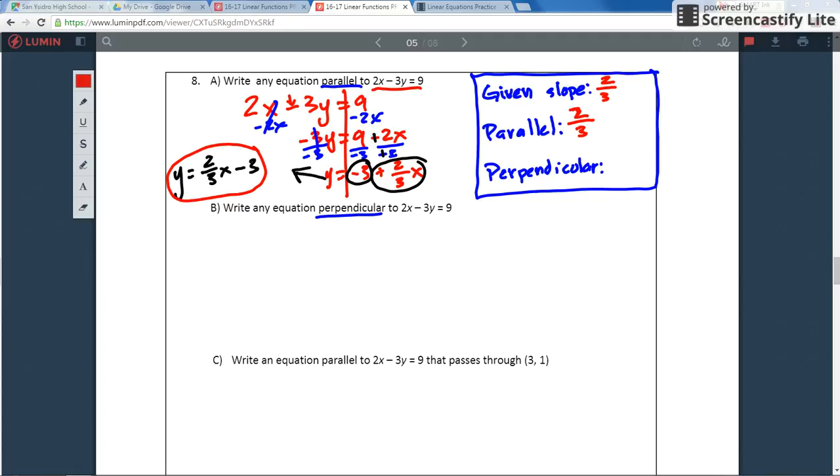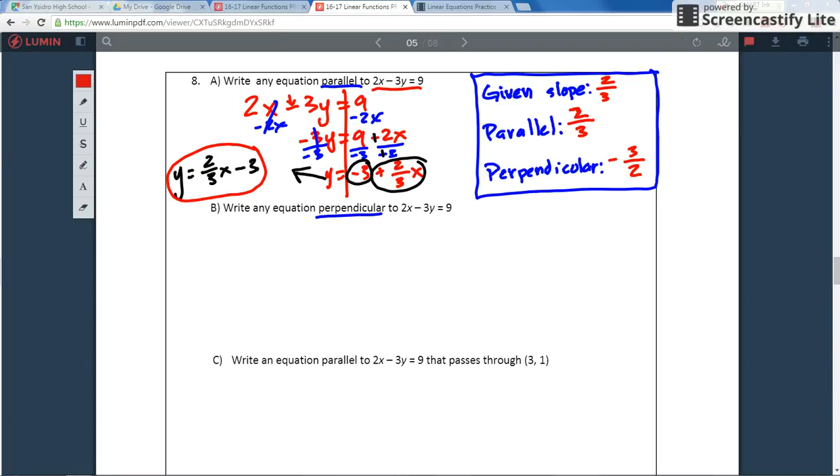Now the perpendicular slope, you've got to flip the fraction and change the sign. So instead of 2 over 3, we're going to have 3 over 2. But we also have to change the sign, right? So it was positive, but if we're going to flip it and change the sign, it becomes negative. So now we know what to do.